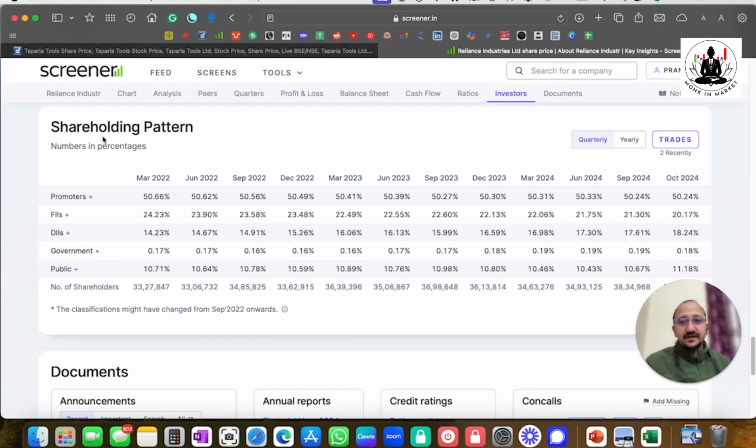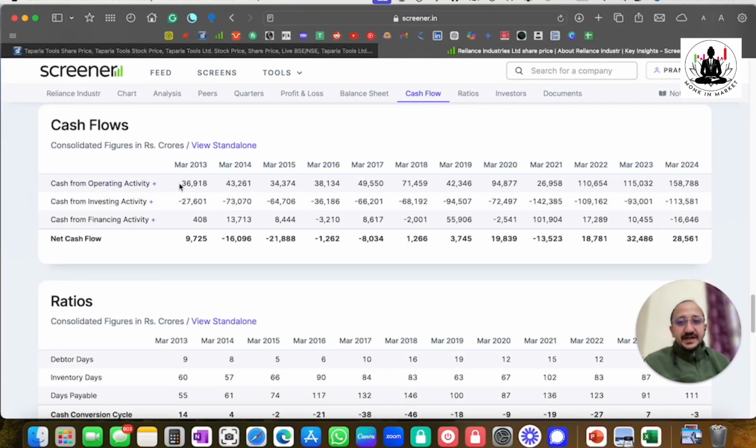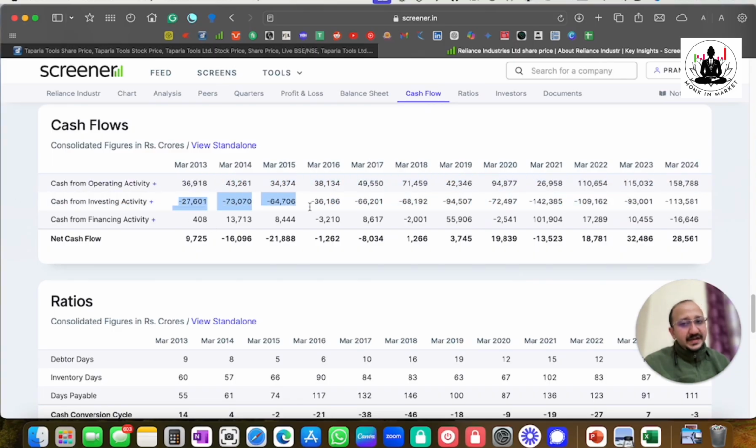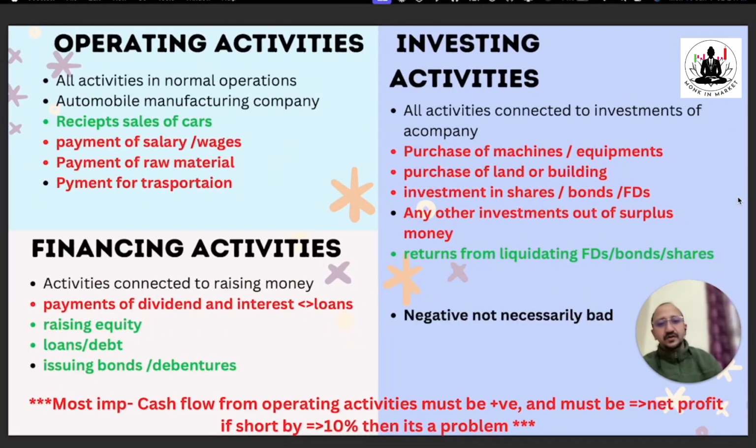So till now, what we have learned is that the operating activity should always be positive. Investing activity could be negative, could be positive. If it is negative, it means I am spending my money, I am investing my money somewhere, or if it is positive, I am liquidating my money. So I have to see why I am liquidating the money, that we are going to check in a short while.